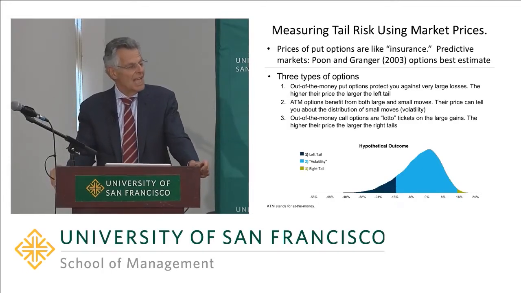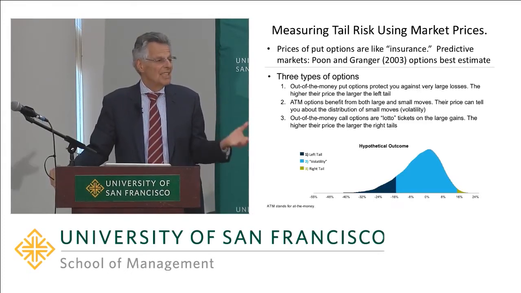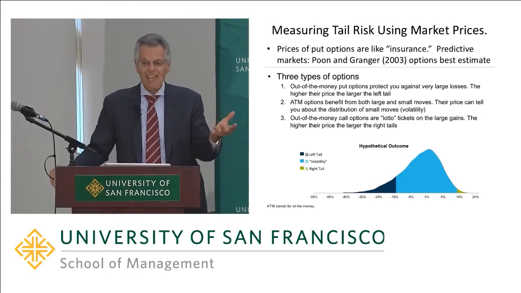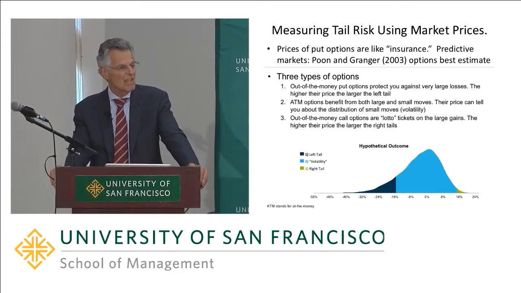And I am saying what we have to do, if we're interested in the tails of the distribution, is get information not from the option market about the middle of the distribution so much. Let's get information about the tails of distribution. And an out-of-the-money put option insures you against large losses.